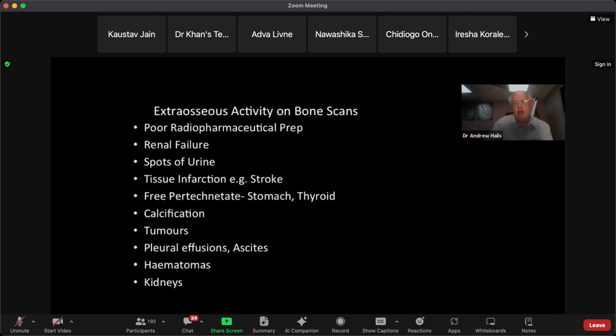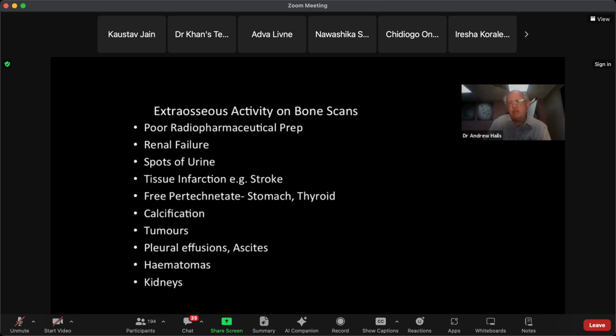Now, it is possible to get poor radiopharmaceutical preparation and get the bone agent forming colloid and going to places like the liver and spleen. Certainly in nuclear medicine practice, if you get something that's very odd, one of the things to think about is: has there been a problem with the radiopharmaceutical preparation? Is the same thing true in another patient done that same day?